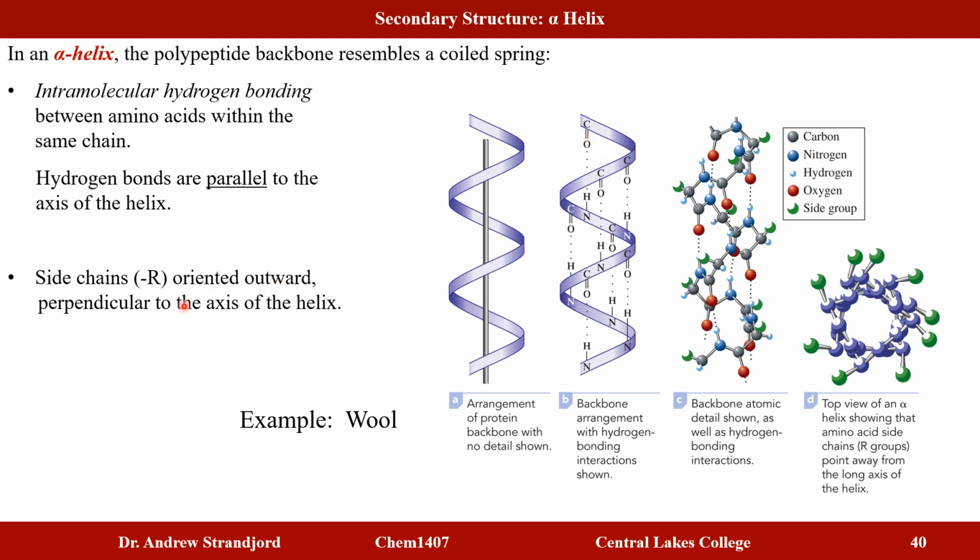If we look at this from the top view, I can see that all my side chains are actually oriented outward. So all my R groups that are attached to my amino acid residues are sticking out. And I can look down on this and it sort of spirals down clockwise. That means it's an alpha helix.